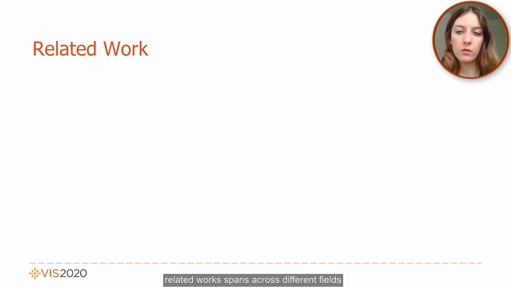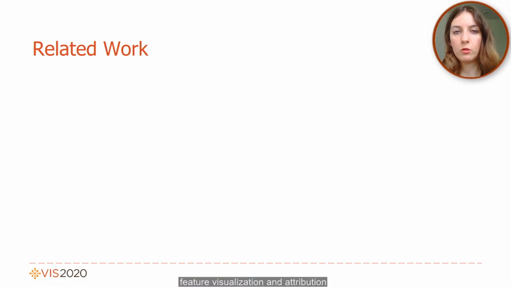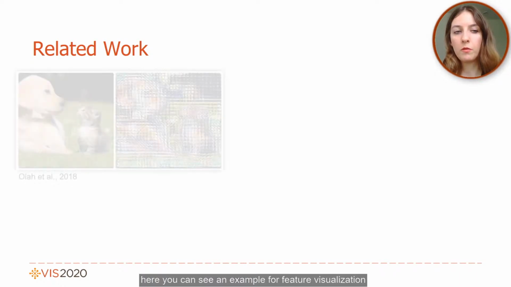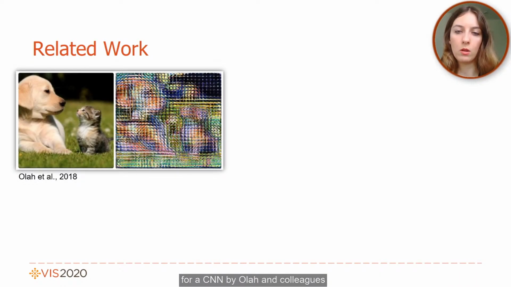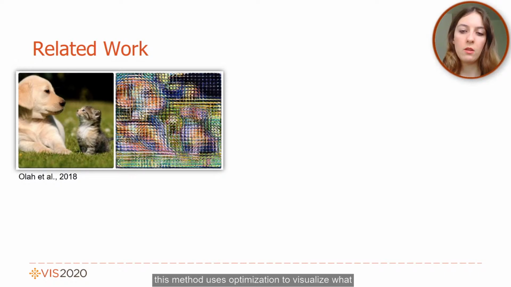Related work spans across different fields, from artificial intelligence to visualization research. The field of explainable artificial intelligence aims to make machine learning models more interpretable. Prominent methods developed in this field are feature visualization and attribution. Here you can see an example for feature visualization for a CNN by Wahlrond and colleagues. This method uses optimization to visualize how convolutional filters react to a specific image.